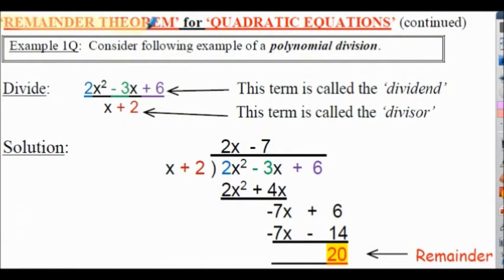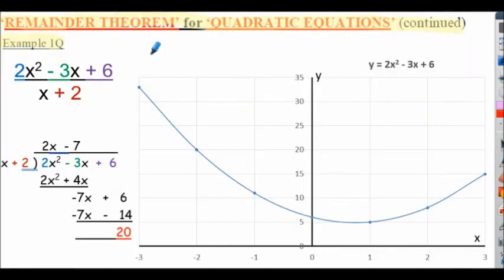Remainder theorem for quadratic equations continued. Example 1q shows us the polynomial division of 2x squared minus 3x plus 6, our dividend, divided by the linear expression x plus 2, our divisor. If you've not studied polynomial division before, then you will not be able to follow the process here. But just note that the remainder calculates to be 20, shown here.